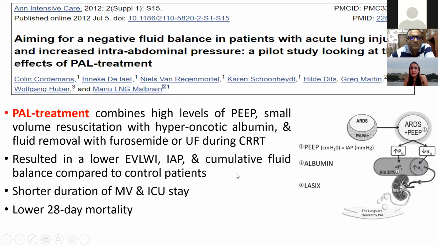The effect was seen as a lower extravascular lung water index, lower IAP, and lower cumulative fluid balance compared to the control patients. Also, the study group had a shorter duration of mechanical ventilation and ICU stay and lower 28-day mortality.